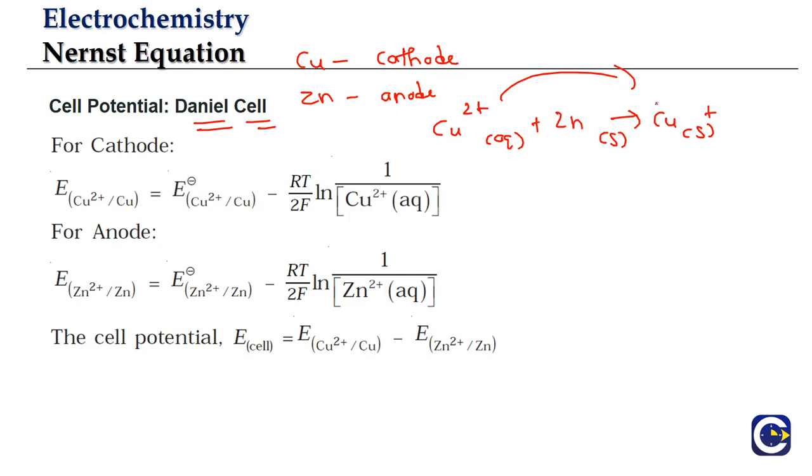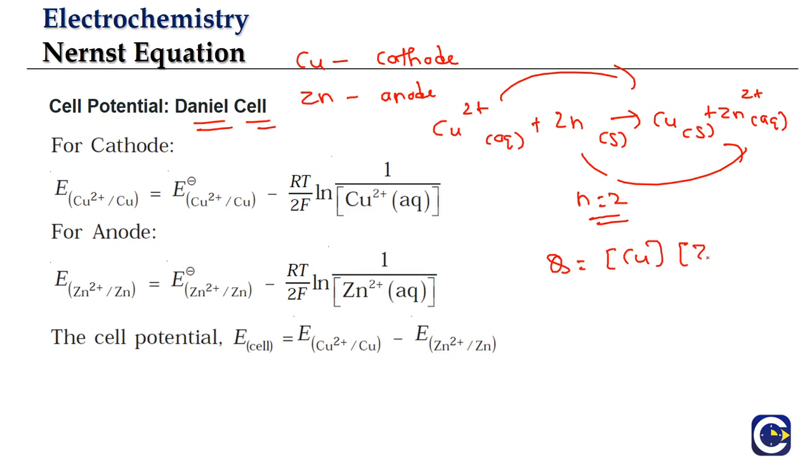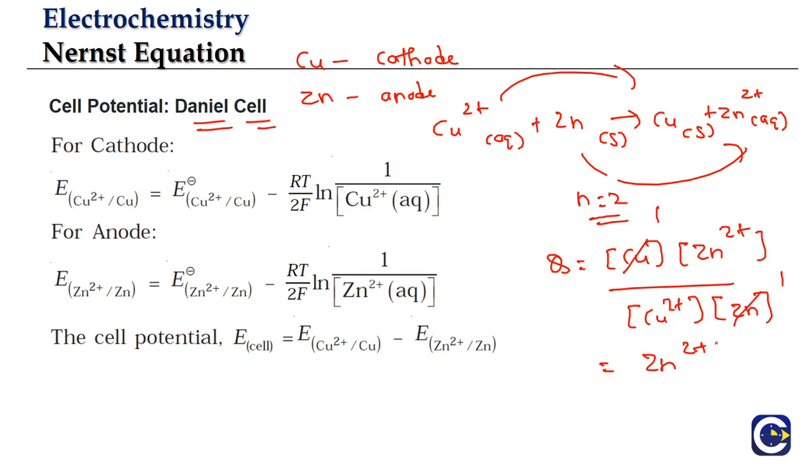So copper, we can see, will undergo reduction and zinc will undergo oxidation. Here the number of electrons exchanged will be 2. And also the reaction quotient value will be copper concentration into zinc 2 plus ion concentration by copper 2 plus ions concentration into zinc concentration. We can see that this will be 1, this will also be equal to 1. So the reaction quotient Q value will be zinc 2 plus ions concentration by copper 2 plus ions concentration. So we'll just remember it.